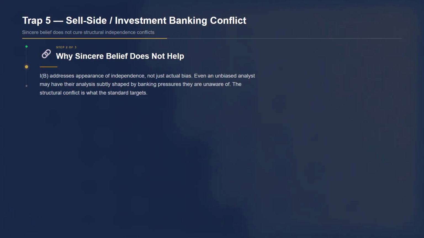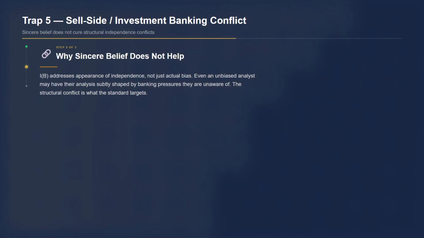Standard I-B is not about subjective intent, it is about structural independence. When the analyst's firm is collecting underwriting fees from the company being rated, there is systematic pressure, explicit or implicit, to produce favorable research. The analyst's honest belief does not eliminate that structural conflict.